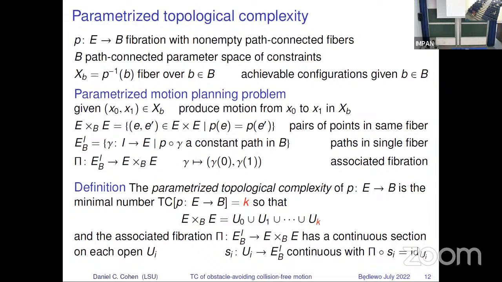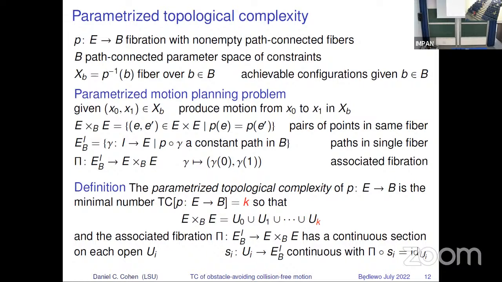In general, we have a fibration, and I'll assume that the achievable configurations of the fibers are all path connected and non-empty. The base of the fibration I will view as the parameter space of all possible constraints. So that's where the obstacles live. And the fiber over some point B is the configurations that are achievable given the constraints encoded by B.